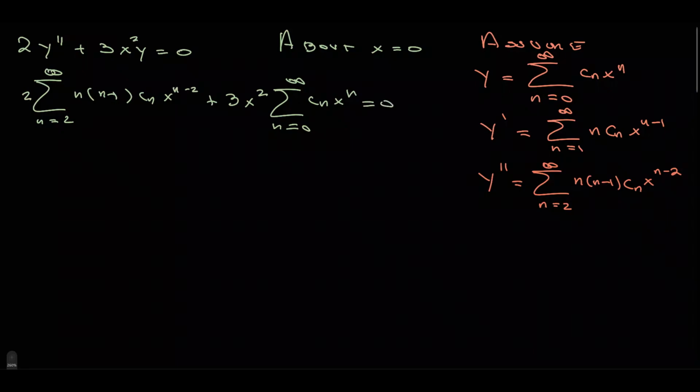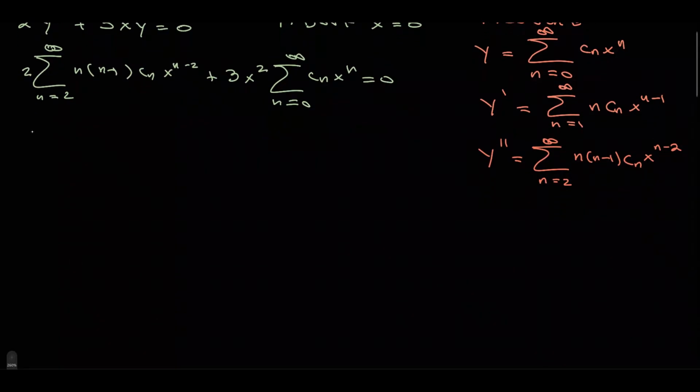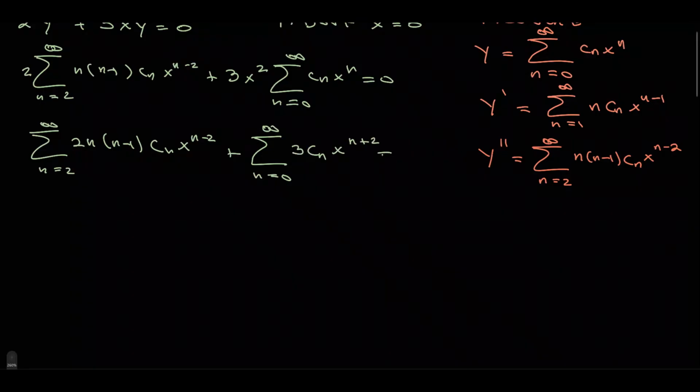All right, so let's introduce the 2 in the first series and the 3x² in the second series. So it'll be Σ (n=2 to ∞) of 2n(n−1)cₙxⁿ⁻² plus Σ (n=0 to ∞) of 3cₙxⁿ⁺², let that be equal to 0.